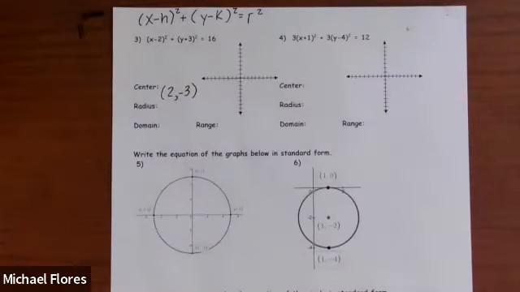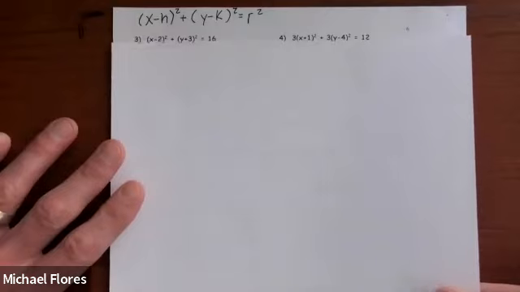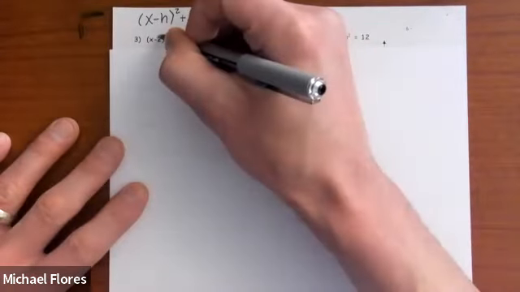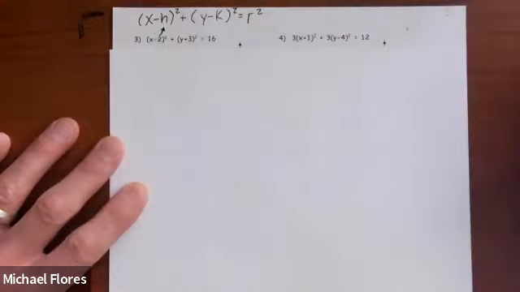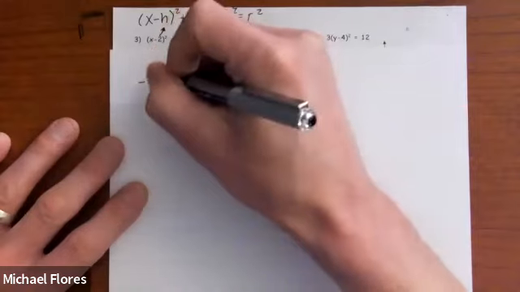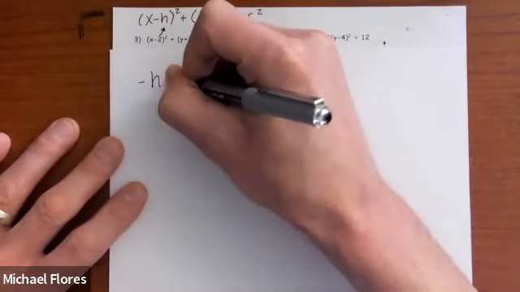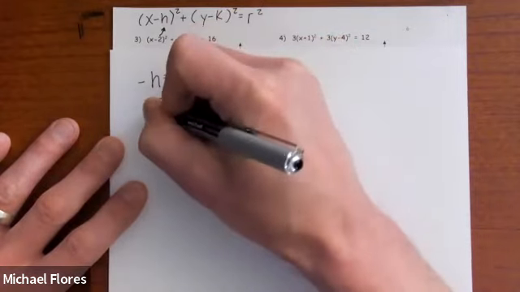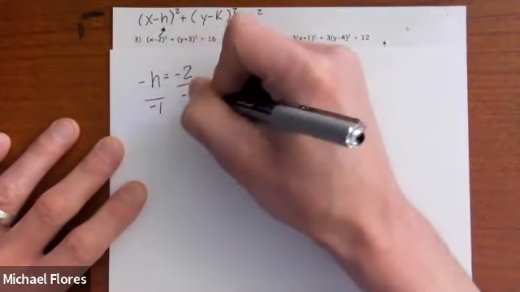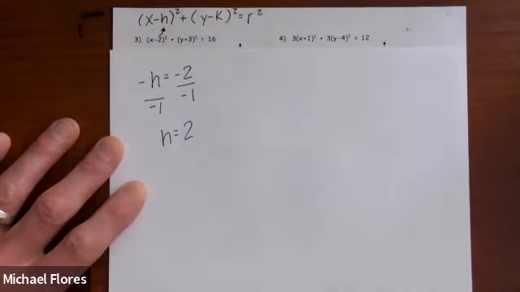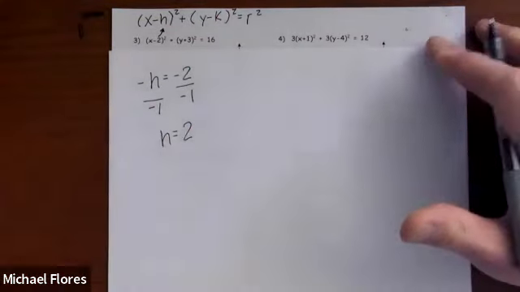Now here's why that works, in case you're wondering. X minus h, remember this -2, that's the h value. So if we take -h, that's part of the formula, -h, and set that equal to -2, and then solve for h, we'd have to divide away the negative. So h equals +2. So that's how you get it to be positive.